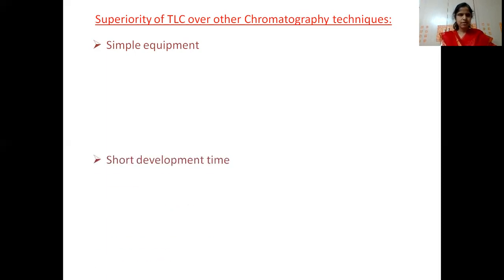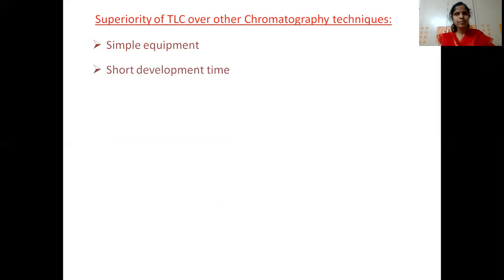Then how is TLC superior over all the other chromatography techniques? So we'll see one by one. So one is TLC requires very simple equipment. What equipment we have seen is very simple, just a glass slide, capillary tubes, a chamber. If a chamber is not there, you can take beakers also. You need UV light, and then an iodine chamber. So these are very simple equipment which is available in all the laboratories. So if you want to do TLC, very simple equipment is required for that.